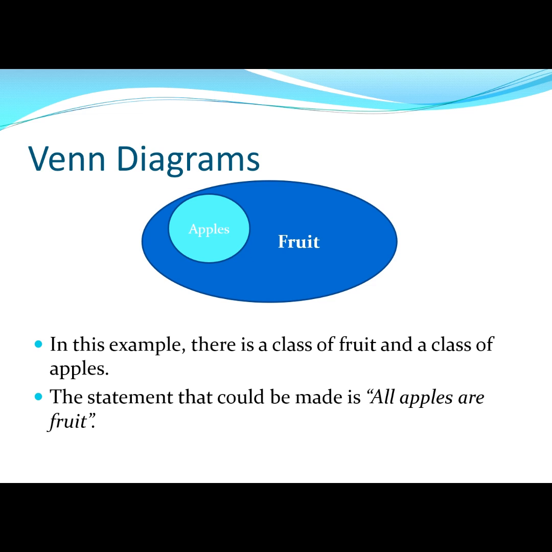In this example, there is a class of fruit and a class of apples. So the statement that could be made is all apples are fruit. So we have here the entire category of fruit, but within that category, we have a group called apples.